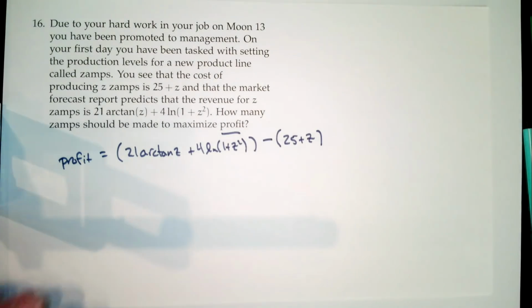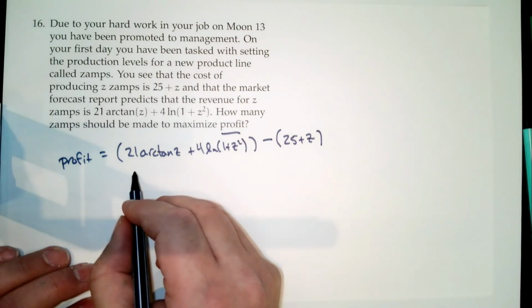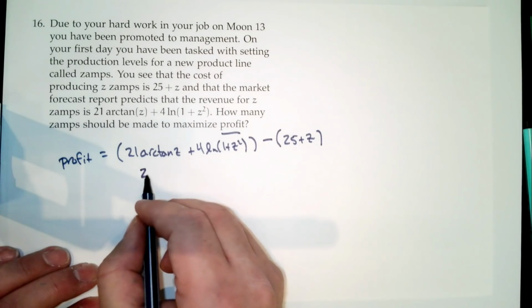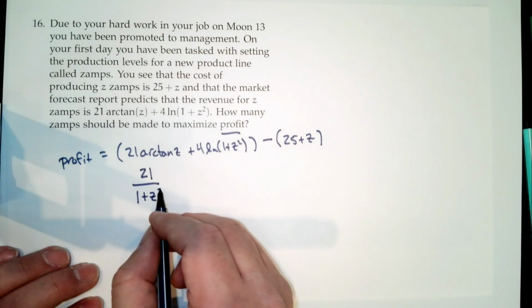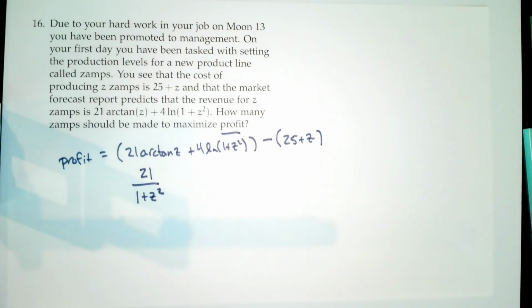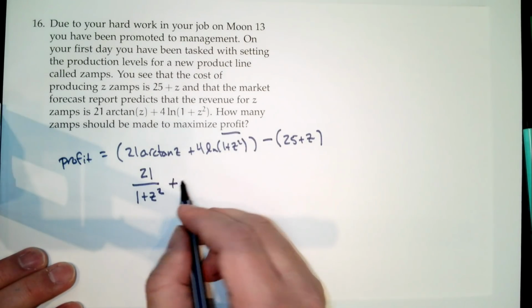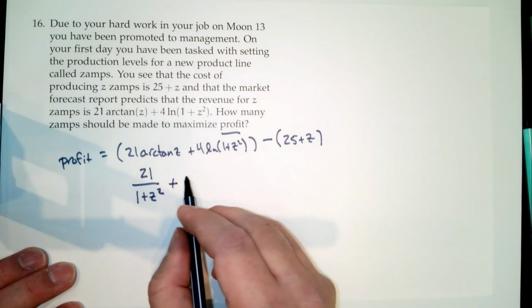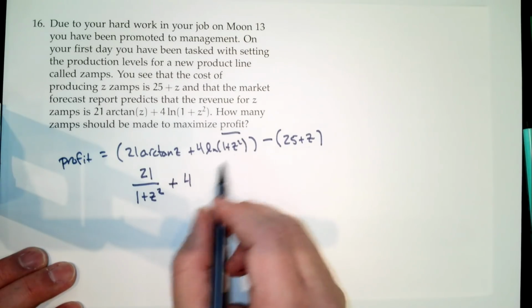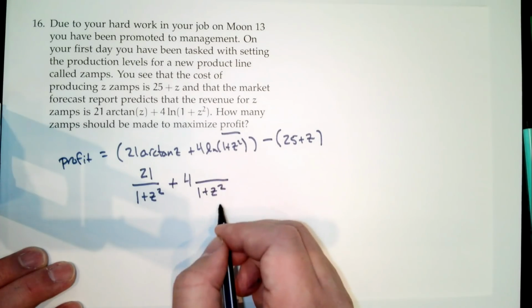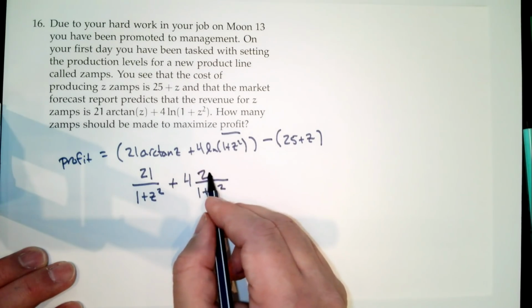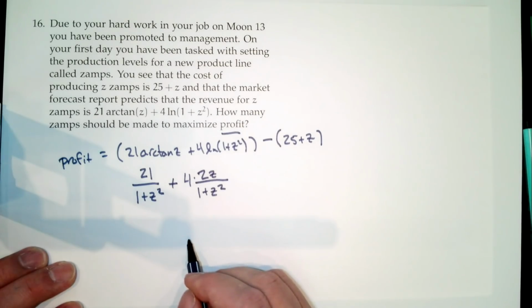Take derivatives. Derivative of 21 times arctangent of z. Well, 21 is 21. Derivative of arctangent is something we probably all know by now. 1 over 1 plus z squared. Okay, how about 4 natural log of 1 plus z squared? What's that derivative? So whenever we see a log, whatever's on the inside goes downstairs. What goes upstairs? The derivative, so 2z. So 4 times 2z over 1 plus z squared.